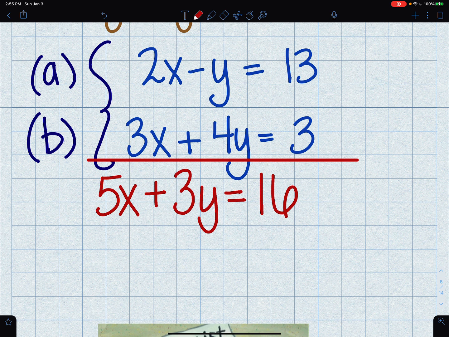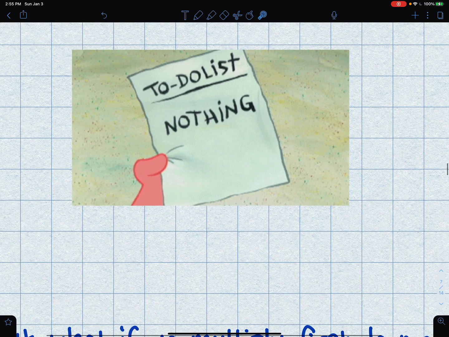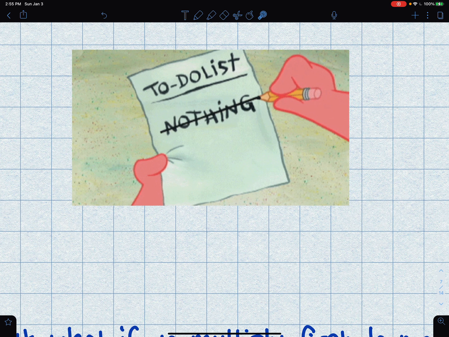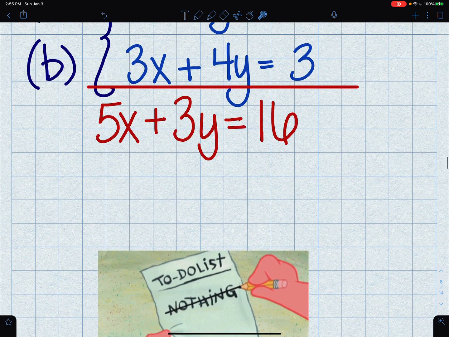Now, notice something. You still have an x and you still have a y. So what does that mean? It means we accomplished nothing. Cross that off your to-do list. All we did was get another equivalent equation, but it still has an x and it still has a y. Nothing was eliminated. So that's going to happen sometimes.